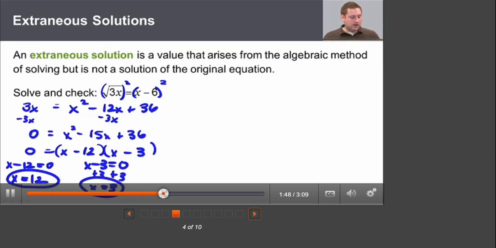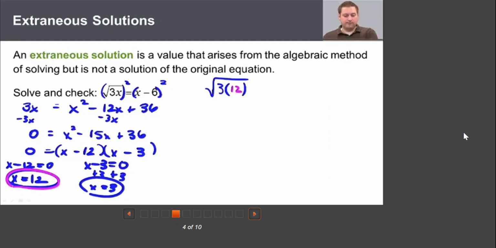Well, let's start with x equal to 12 and we check. To check this, I'm just going to substitute 12 in for x in the original equation. So I have the square root of 3 times 12 is equal to 12 minus 6. Let's simplify. Well, 3 times 12 is 36. So I get the square root of 36 is equal to 12 minus 6, which is 6. Well, the square root of 36 is 6. So 6 equals 6, so it checks out.